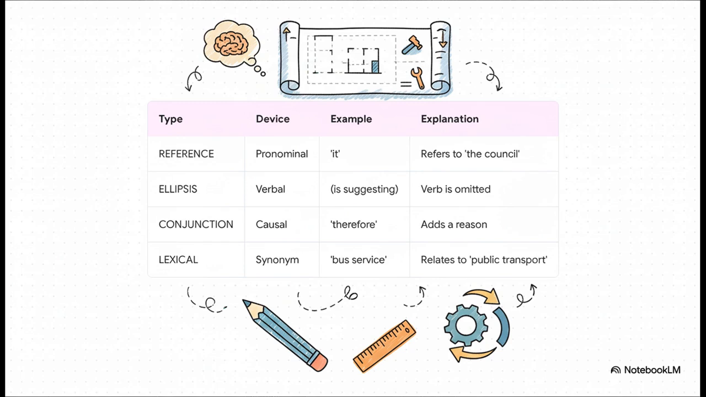So when we actually break it down, you can see all these different tools working together. We've got reference, where the pronoun it points right back to the counsel. There's ellipsis, where a verb is left out, but we still get it. We've got a conjunction, therefore, creating a nice cause and effect link. And conjunctions are so powerful. They can show contrast, like however, or add information, like furthermore. And finally, we see lexical cohesion, where using the synonym public transport connects back to the original bus service. It's like this intricate web of connections, all working together to build a really solid persuasive argument.